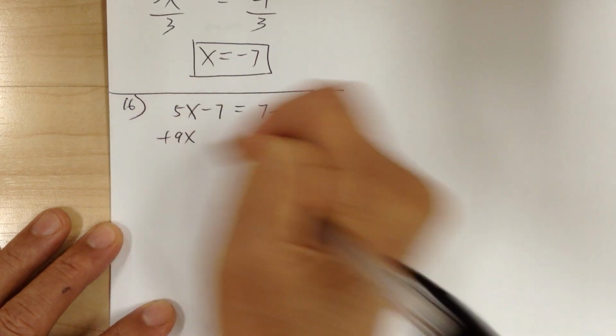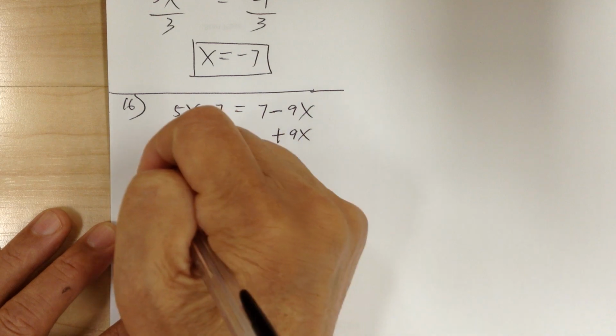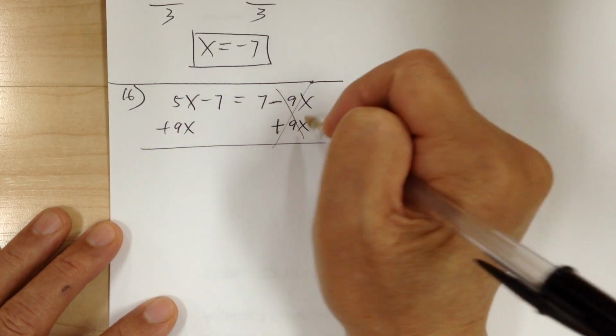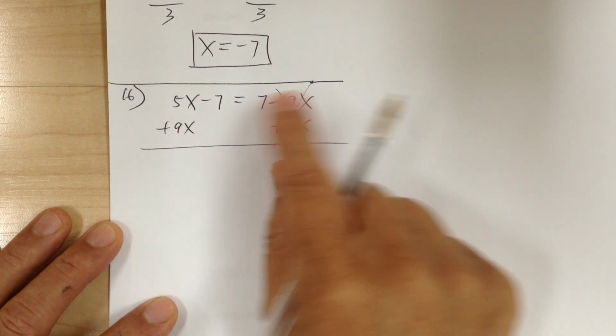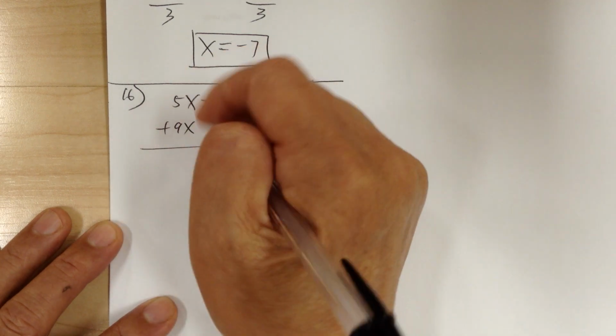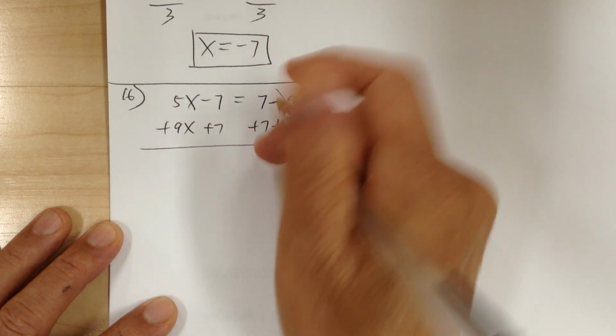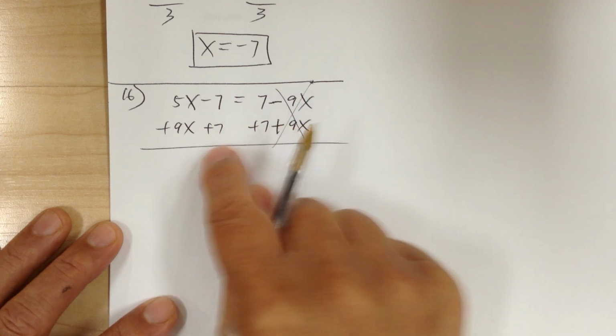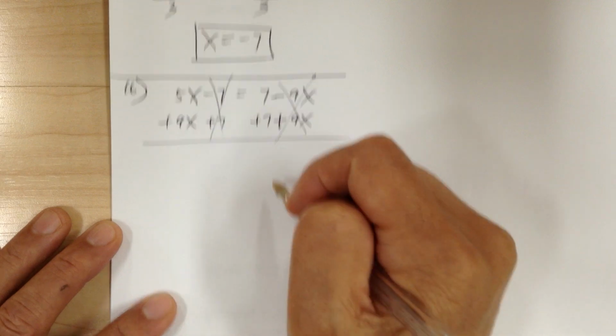And make sure you write down what you're going to do, and it will help you to cut down a lot of careless mistakes. So this will cancel out. Now I'm going to move the number to this side, so I have to do the opposite. That's why I need to plus 7. Okay, and because I plus 7, I need to plus 7 on the other side. So I have to do the same thing, so that this will cancel out.